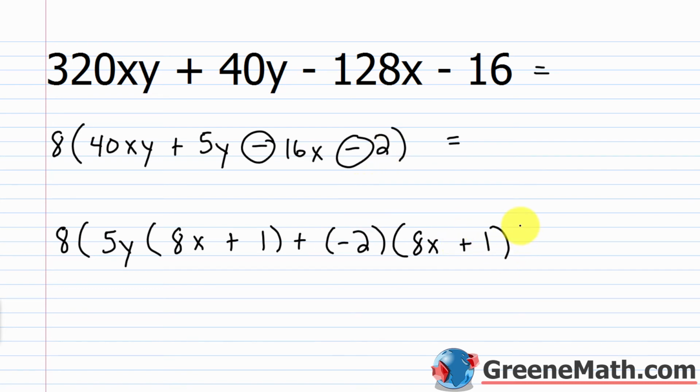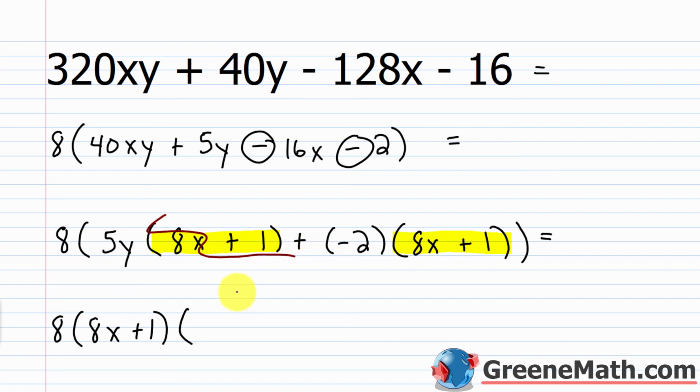Okay, so let me kind of close the parentheses here. And again, you can see you have a common binomial factor. 8x plus 1, 8x plus 1. So that's what we're going to factor out. So I have the 8 out in front. That's going to stay there. And then times this common binomial factor, that's 8x plus 1. And then times, what's going to be left inside here? Well, if 8x plus 1 was gone, so if I just line that out, I'd have a 5y. Then plus, if 8x plus 1 was gone, I'd have a negative 2.